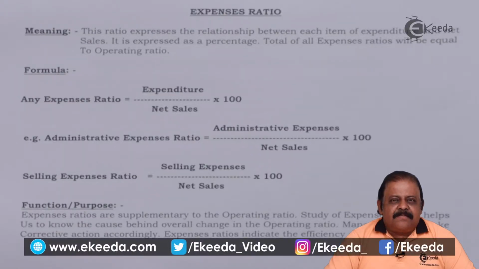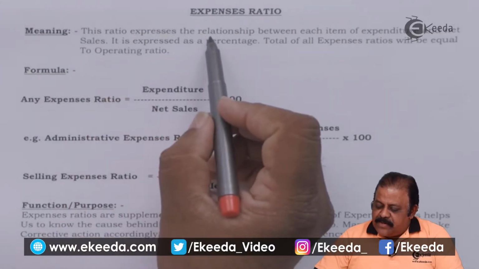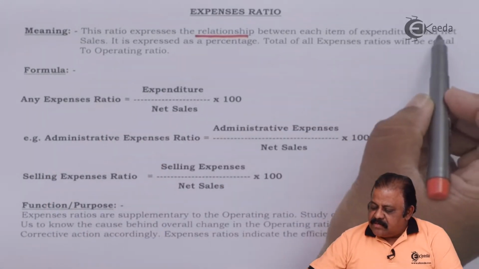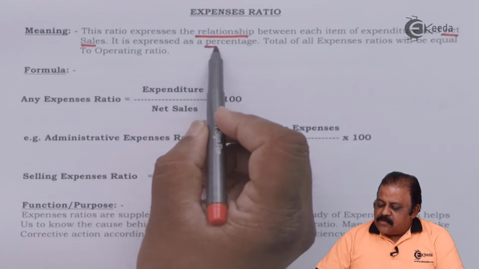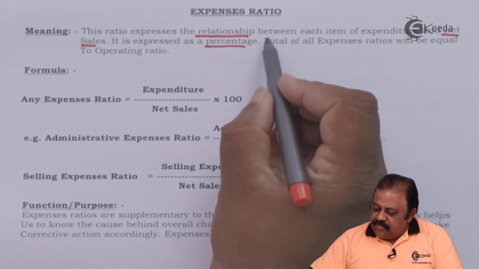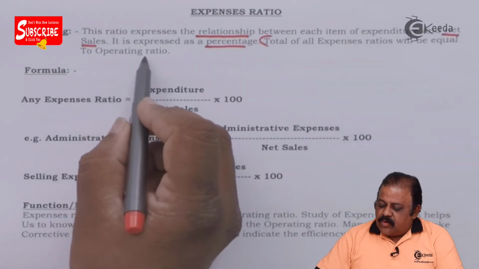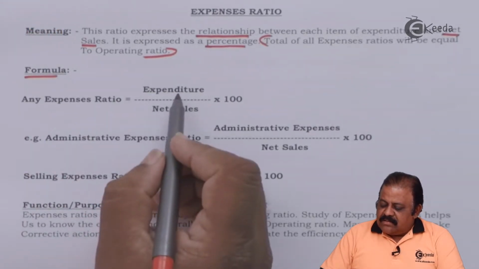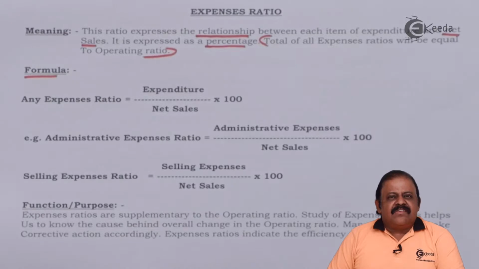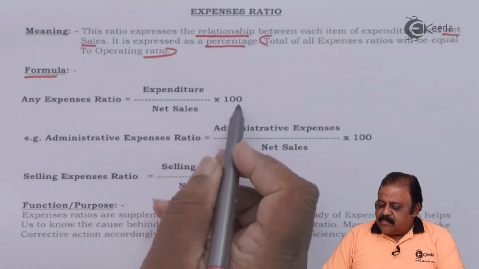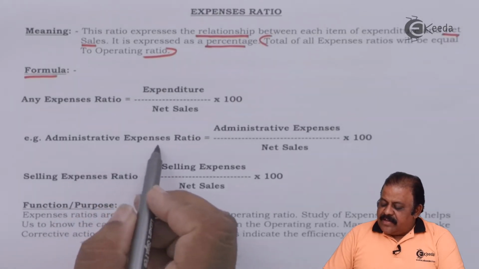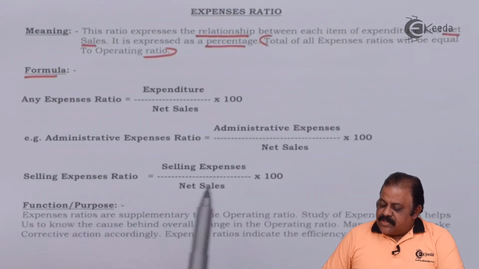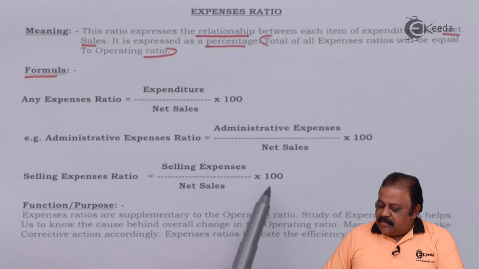Let us understand the concept. This ratio expresses the relationship between each item of expenditure and net sales. It is expressed as a percentage. The total of all expense ratios will be equal to the operating ratio. Formula: any expense ratio, that is expenditure, it may be administration or selling, divided by net sales, multiplied by 100. Administrative expense ratio: administrative expenses divided by net sales multiplied by 100. Selling expense ratio: selling expenses divided by net sales multiplied by 100.